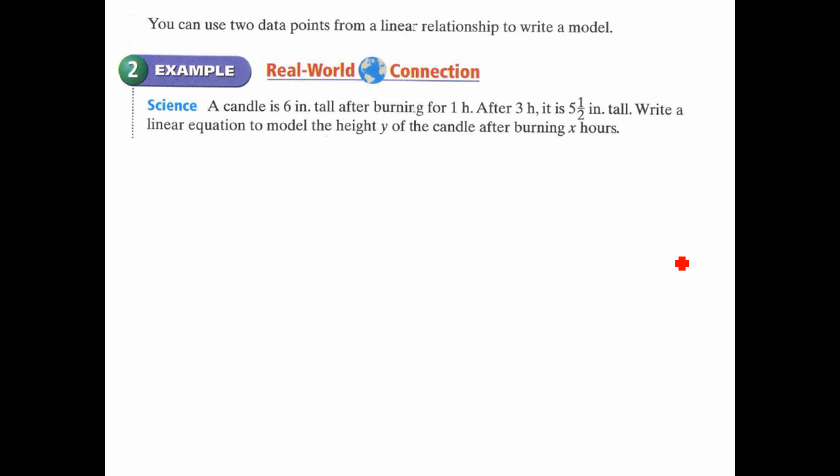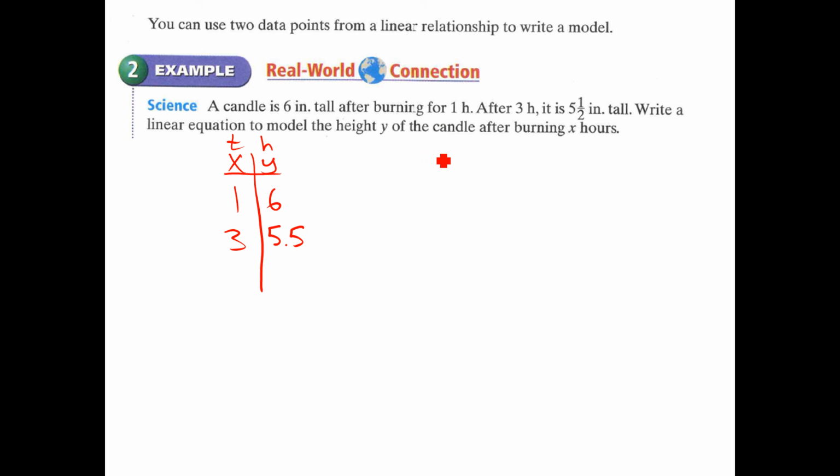For 2, what if we had 2 data points? We didn't have a constant, but we had 2 x's and 2 y's. In this case, a candle is 6 inches tall after burning for an hour. We have a relationship. We could do a little t-table here: x and y, or we could say time and height, and height would be your output. How tall is it after burning for an hour? Time was an hour, height was 6 inches. Time is 3 hours, height is 5.5 inches. Write a linear equation for this.